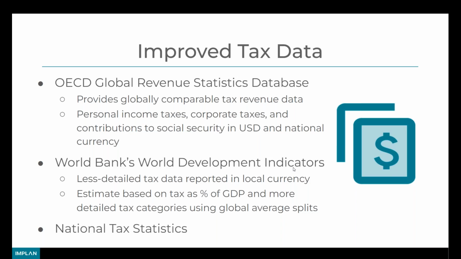In cases where data is unavailable from the OECD, IMPLAN uses less detailed tax data from the World Bank. The World Bank database provides taxes as a percentage of GDP for only a few tax categories. We estimate taxes based on current GDP and further estimate taxes for more detailed tax categories using global average splits. Finally, there are a few countries that are neither covered by OECD nor World Bank data, and in those cases, we obtain data from national statistics agencies. More information about the data sources for the international product will be available on our support site.